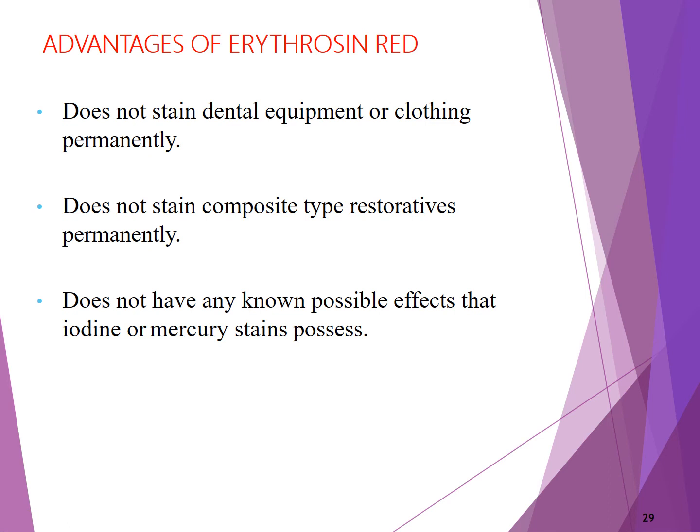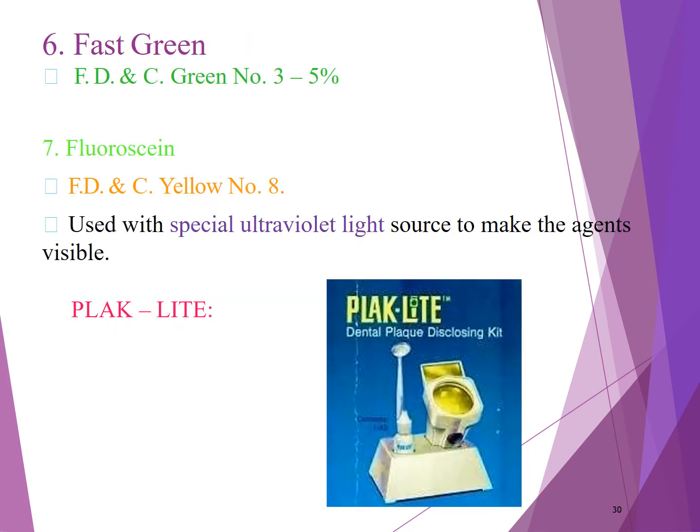Advantage of erythrosin dye: it does not stain dental equipment or clothing permanently, does not stain composite type restorative permanently, and does not have any known possible effect that iodine or mercury stain possess. Then the next stain is fast green and fluorescein. Fluorescein is FD&C yellow number 8, used with a special ultraviolet light source to make the agent visible.